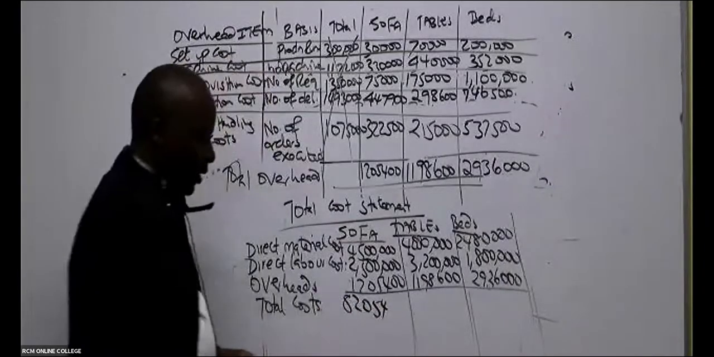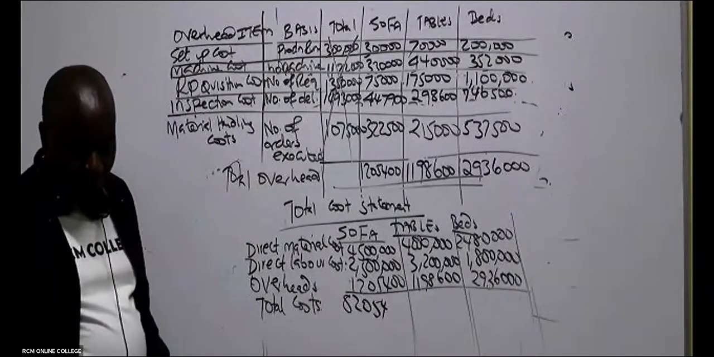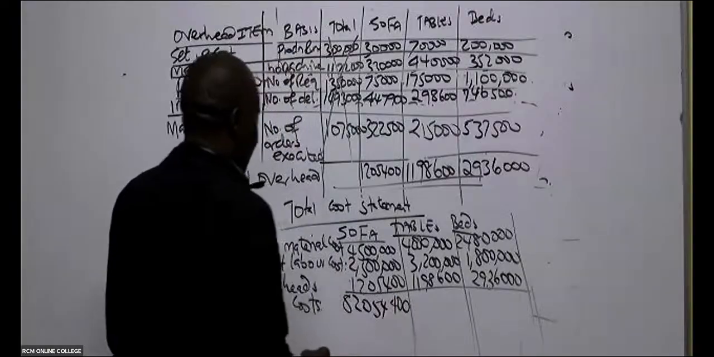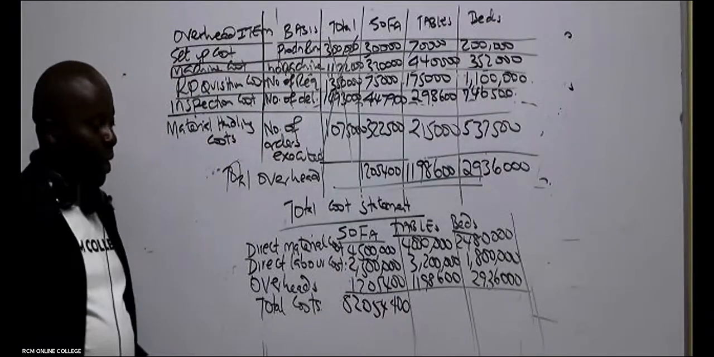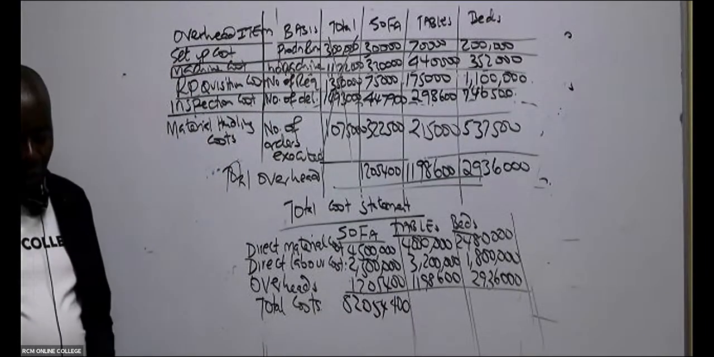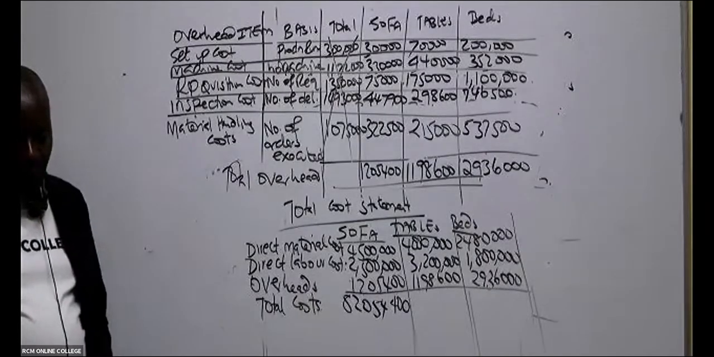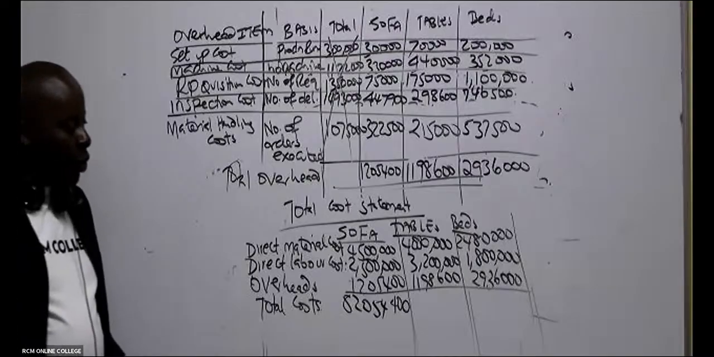82,054,400. Thank you very much. Then we have total cost for tables. Total cost for tables. So for tables, what do we have?